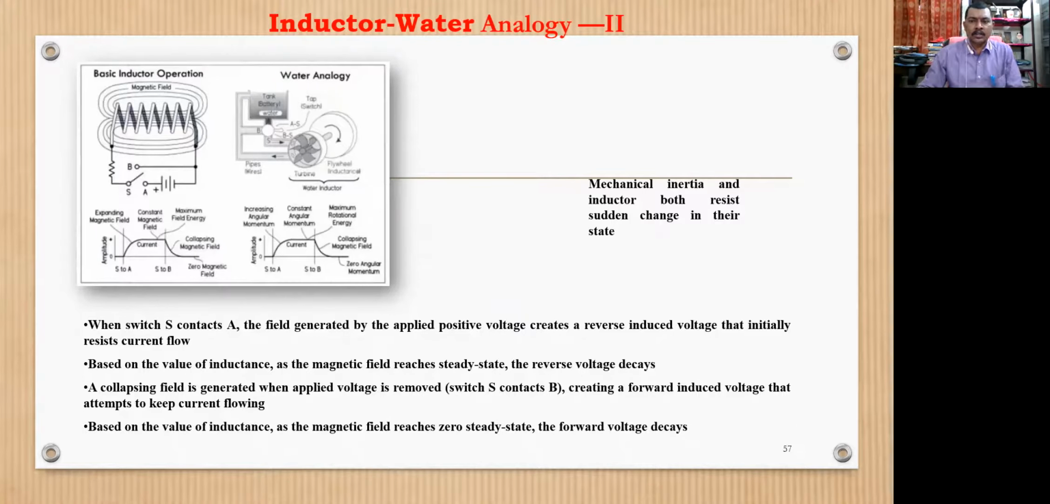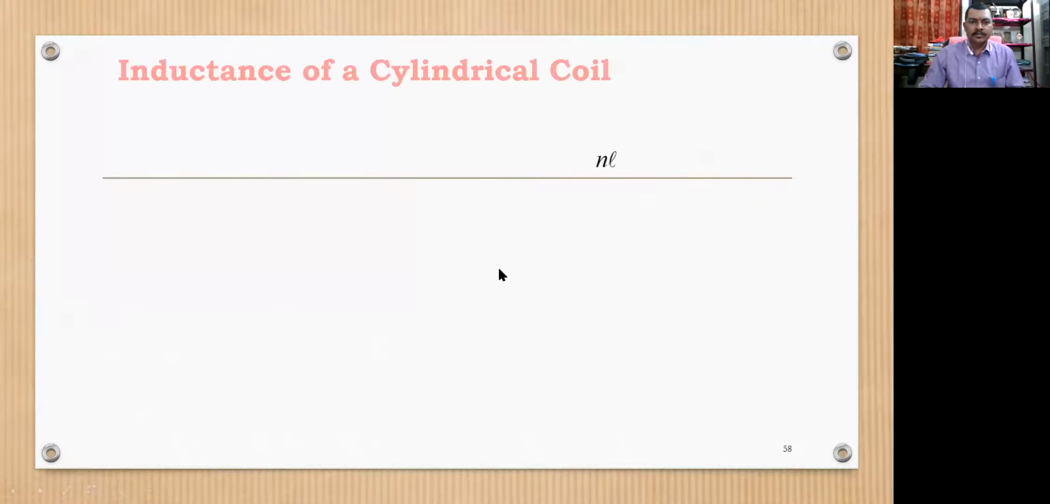Mechanical inertia and inductor both resist sudden change in their state, right? So this is how the magnetic field is being generated.